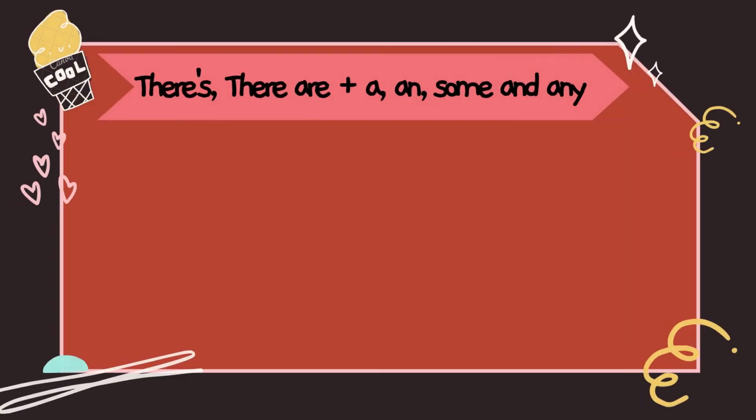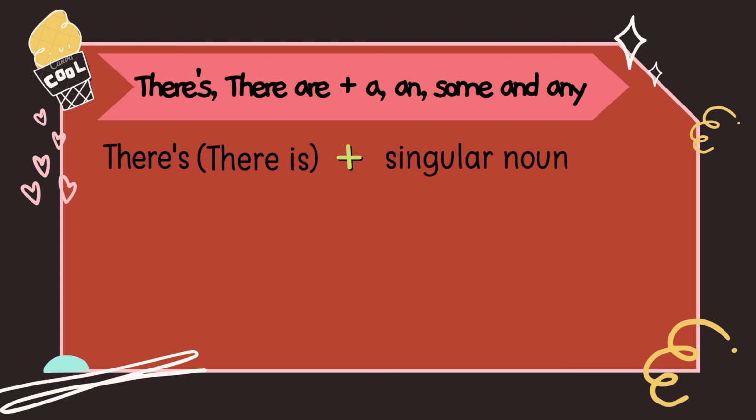Alright class, next let us move to the structures that we will learn for today. I will explain to you one by one on how to use these structures in affirmative and negative sentences. Number 1, there's, or we can also use there is. Basically, there's we use together with singular noun. Singular means one. So we can use it with a or an.